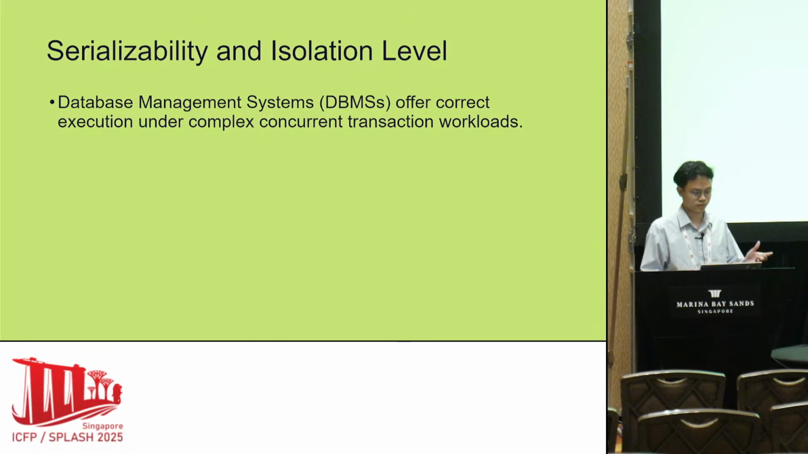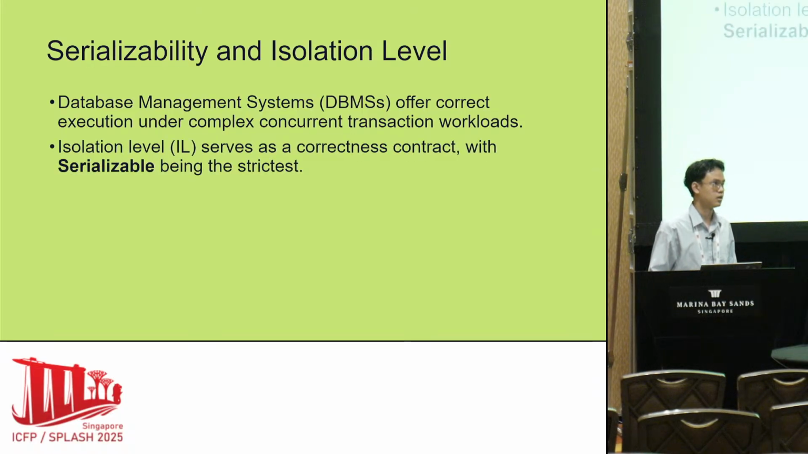Transactions consist of read, write, begin, commit, and so on, and any combination of those. So they offer correct execution under complex concurrent transaction workloads, and the way they ensure the correctness, or the interface of the correctness, is these things we call isolation levels. So isolation level, for example, with the strictest being serializability, or serializable, would be the rule that even if transactions are concurrently executed, we can observe that each transaction will behave as if they were executed serially and independently.